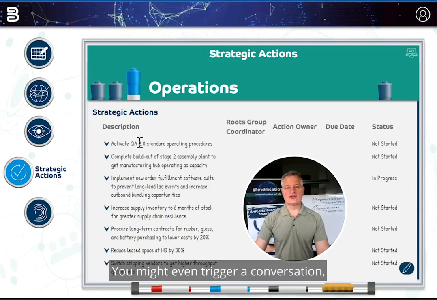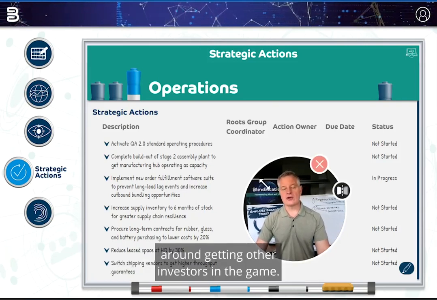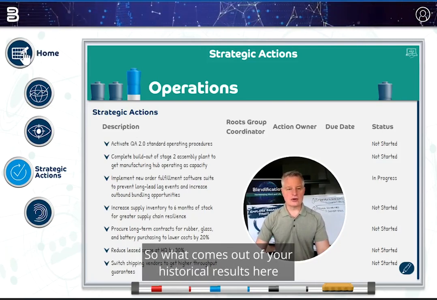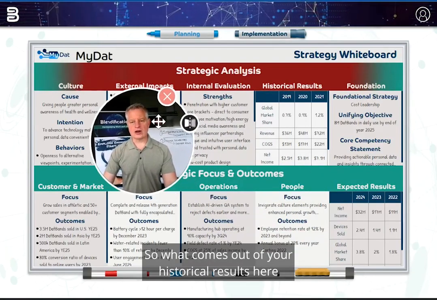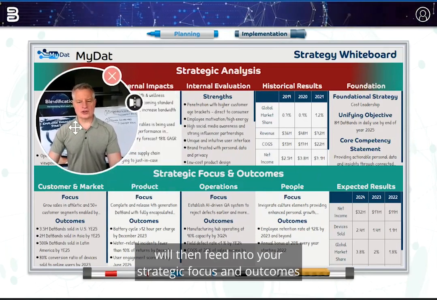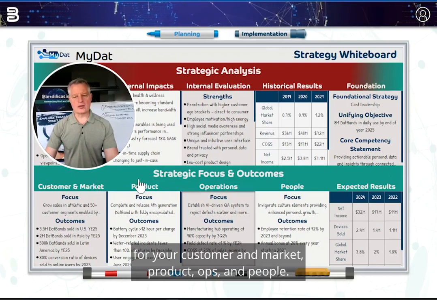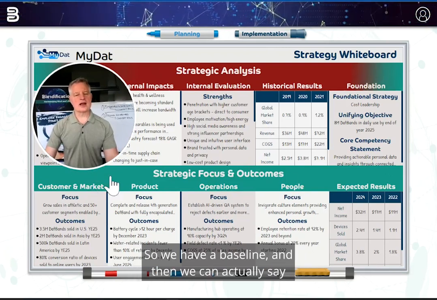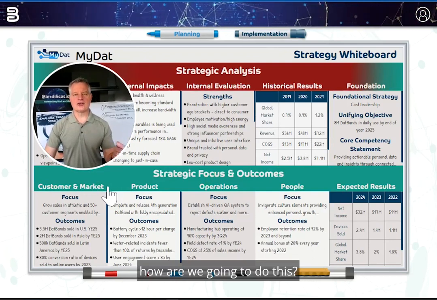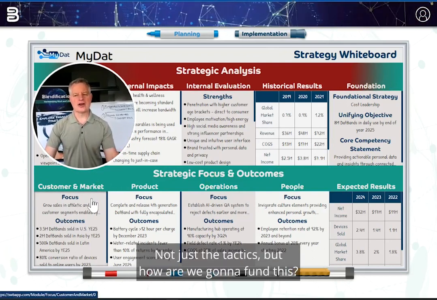You might even trigger a conversation, or this might even trigger a conversation around getting other investors in the game. So what comes out of your historical results here will then feed into your strategic focus and outcomes for your customer and market, product, ops, and people. So we have a baseline, and then we can actually say, how are we going to do this? How are we going to fund this? Not just the tactics, but how are we going to fund this?